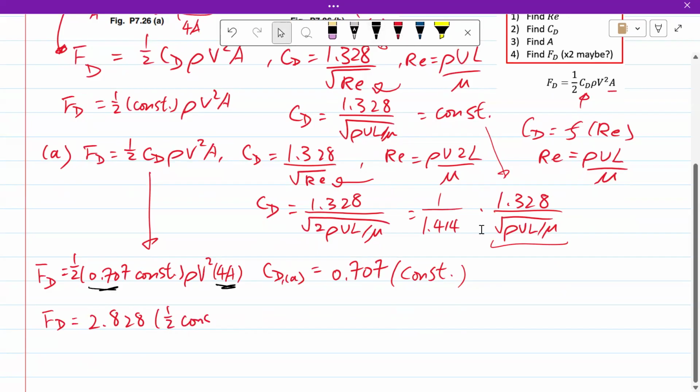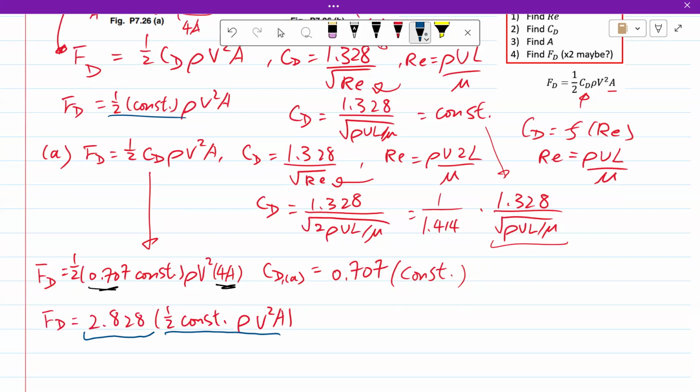1/2 constant rho V squared A. So the drag force only roughly triples when you have 4 plates, right? It didn't actually quadruple.